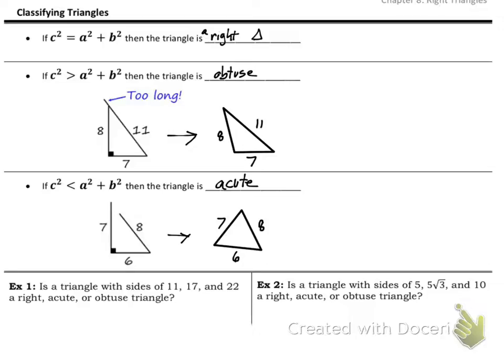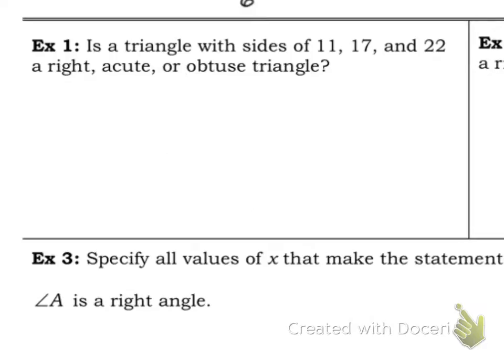Alright, so the whole thing we're going to be doing in this lesson is basically finding out where our hypotenuse is, squaring our legs, squaring our hypotenuse, and seeing if they're equal, bigger, or smaller. That's going to be the whole bulk of it. So let's just do a couple problems here.